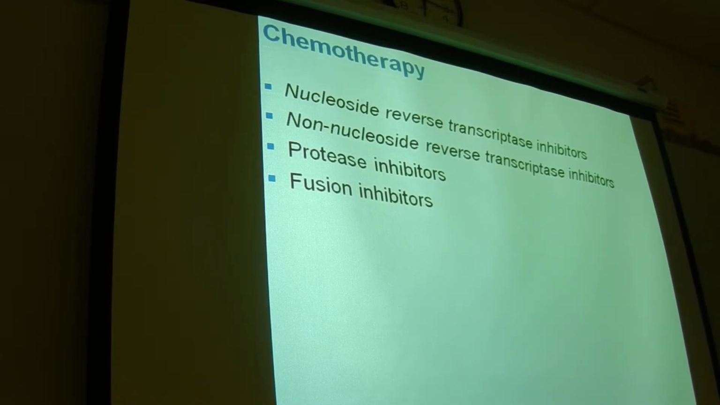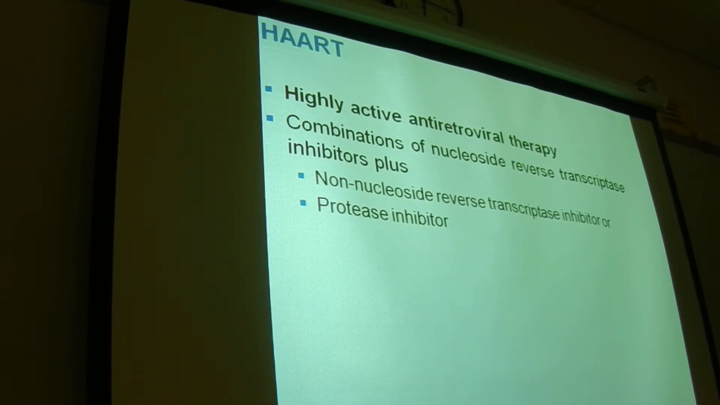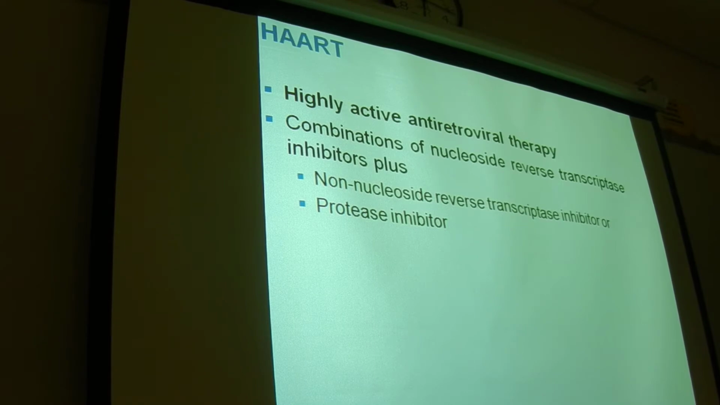So the therapies that are currently being used, nucleoside reverse transcriptase inhibitors. Again, reverse transcriptase is an enzyme that the HIV needs to turn its RNA into DNA, so it can be incorporated into the host cell DNA. So if you can inhibit that enzyme, it has some ability. Protease inhibitors and fusion inhibitors, I'm not going to get into too much. So usually people that have HIV are on HAART, which stands for highly active antiretroviral therapy. So it's a combination of these different inhibitors.